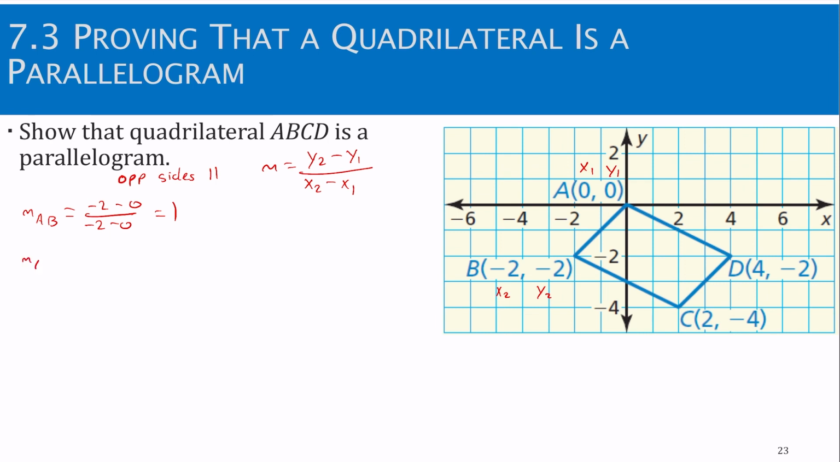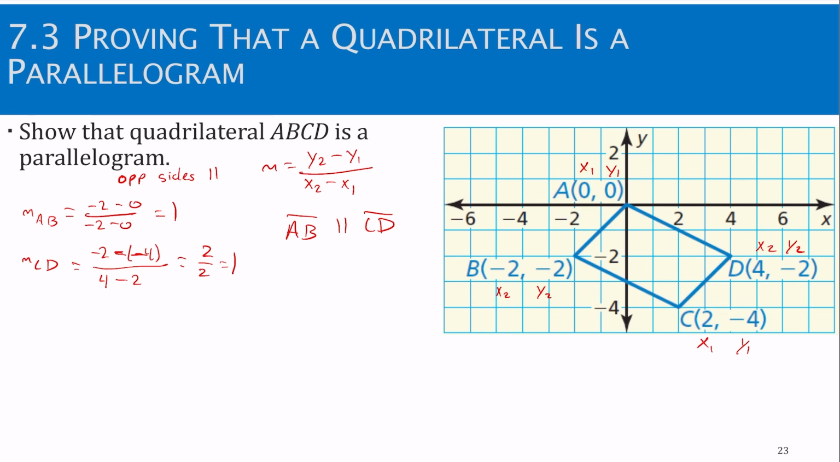And then we could do the slope of CD. If I called C x1, y1, and D x2, y2. y2 is negative 2, and y1 is negative 4. x2 is 4, x1 is 2. So minus negative is plus, so it looks like it's 2 over 2, which is 1. So we know AB is parallel to CD.